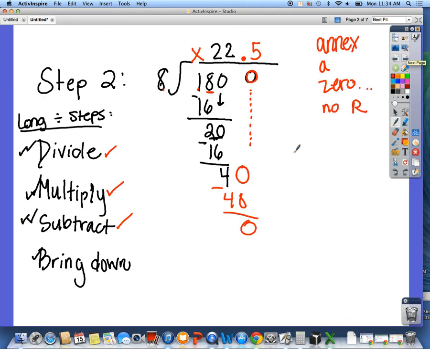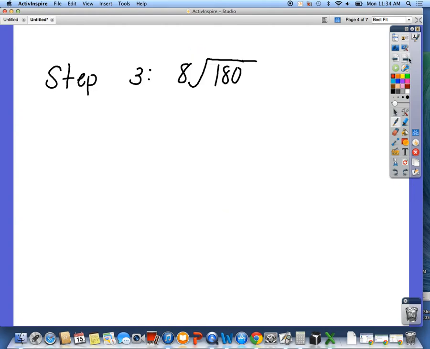Okay, so review step 2. Step 3, we've solved it. I solved it on that next one, so we really didn't need this. This would just be solving it. I'm going to just put annex 0. That's right there. And add a decimal.